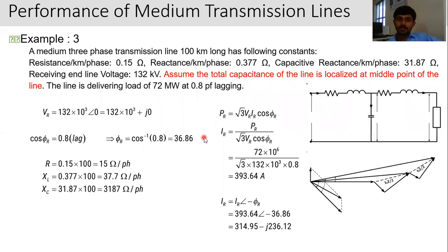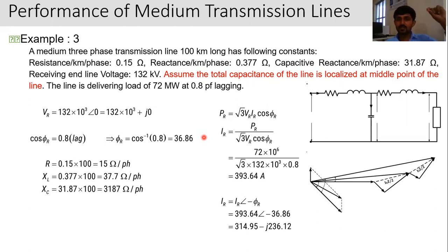Now first, see what the statement of the example is. The statement of the example is like this. A medium three-phase transmission line is 100 kilometers long with the following constants. So resistance per kilometer per phase, this is the important term in how we read the statement, is equal to 0.15 ohm. Reactance per kilometer per phase is equal to 0.377 ohm. Capacitive reactance per phase per kilometer is 31.87 ohm. Receiving end line voltage is equal to 132 kilovolt.